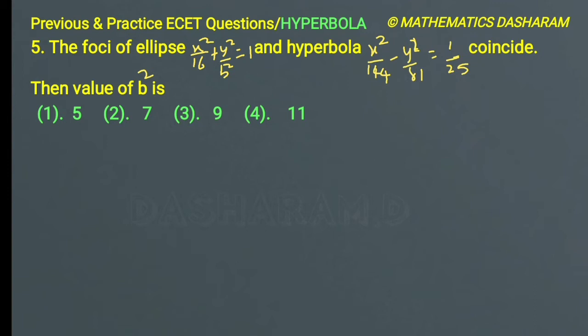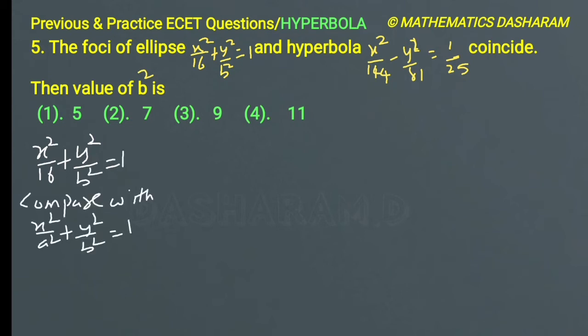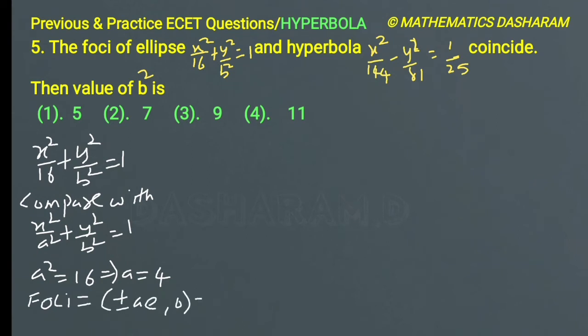From the ellipse, x square by 16 plus y square by B square equals 1, let's compare with the standard form. Here A square equals 16, then A value is 4, and the foci of the ellipse equals plus or minus A comma 0. So plus or minus A value 4, E value we don't know. So this is the foci of the ellipse.